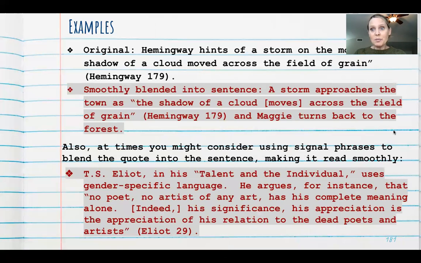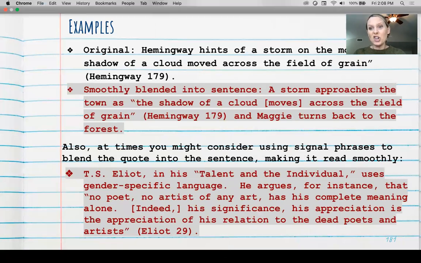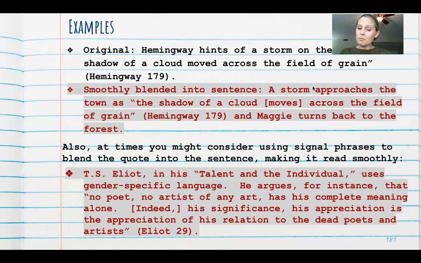Here are some examples I'm going to go through a little bit more quickly to show what good quotation embedding looks like. I'll just be reading these and you can see for yourself how they work. The original: Hemingway hints of a storm on the move. "The shadow of a cloud moved across the field of grain." Smoothly embedded in the sentence, it reads: a storm approaches the town as the shadow of a cloud moves across the field of grain and Maggie turns back to the forest.